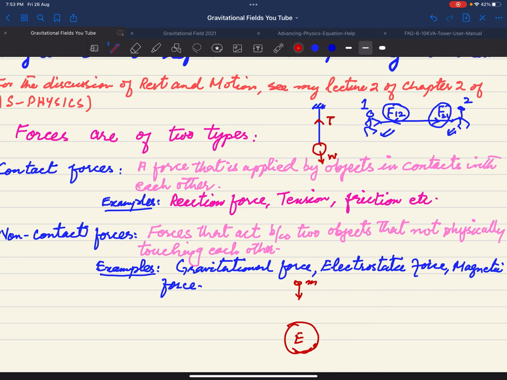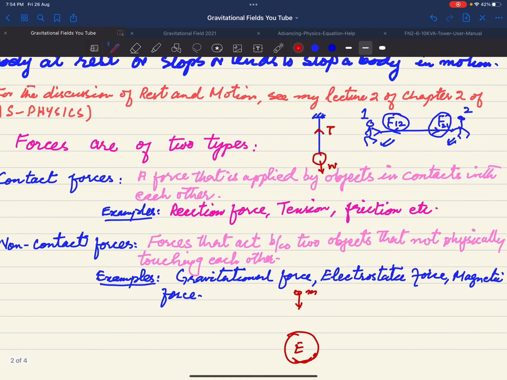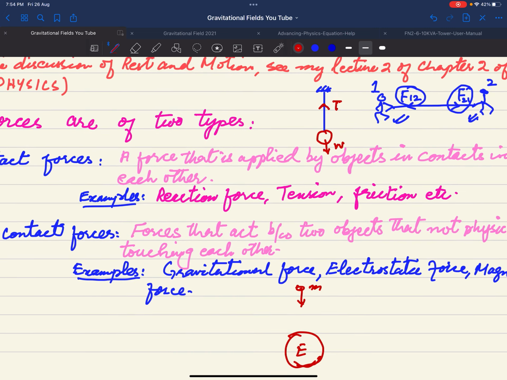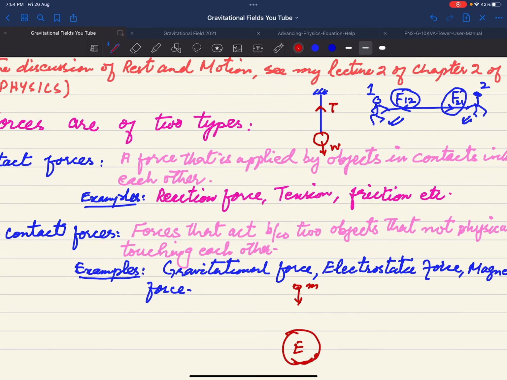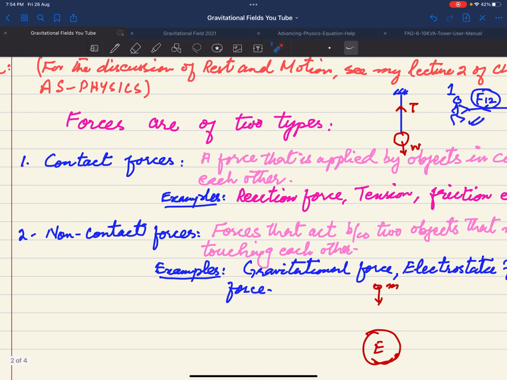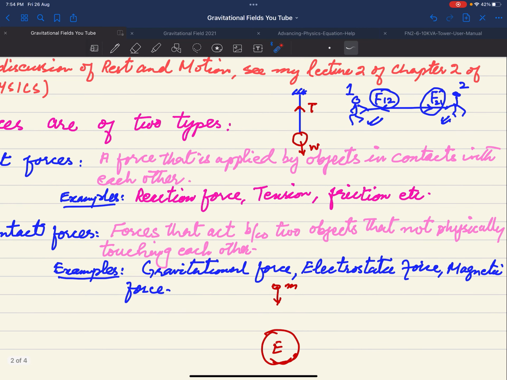The forces they are applying on each other we will discuss in detail later on, but for the time being we know one thing: these two bodies are not in physical contact, but still the mass m is moving towards the earth. It means that a force is coming from the earth, and this is nothing but the gravitational force. And gravitational force is a type of non-contact force.